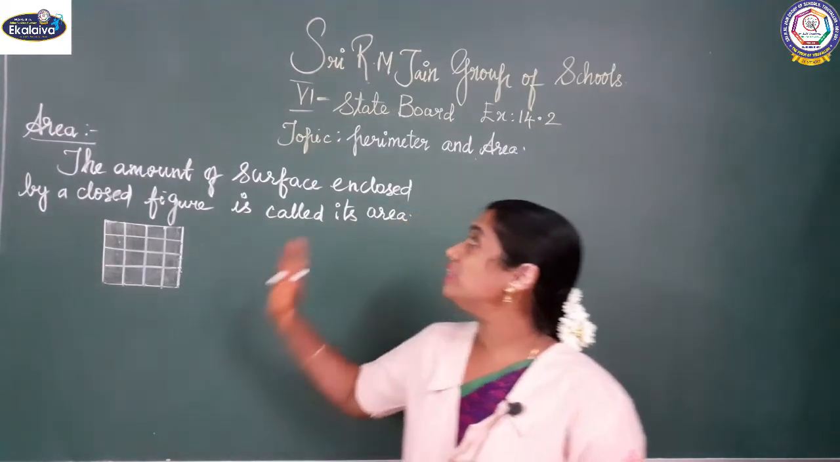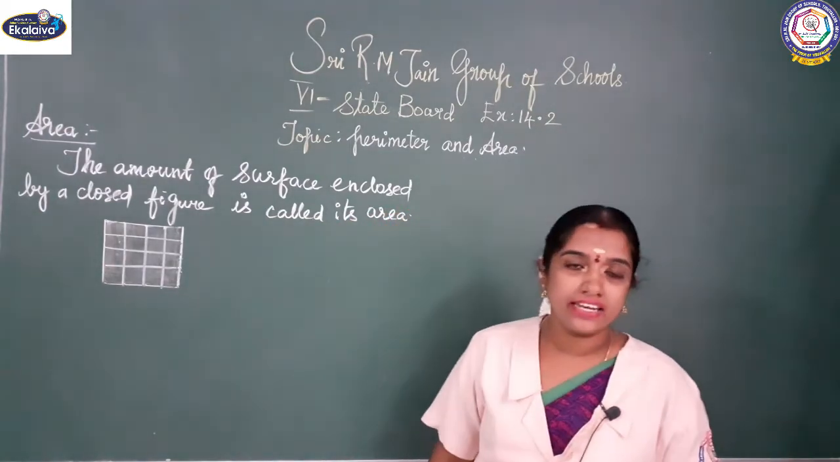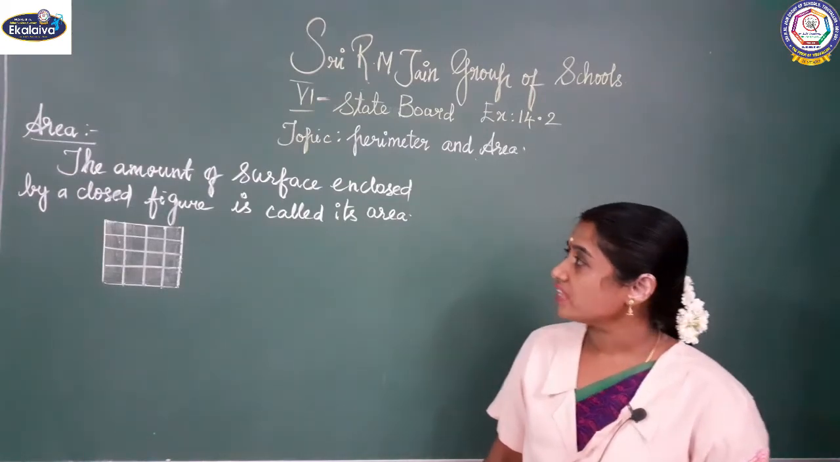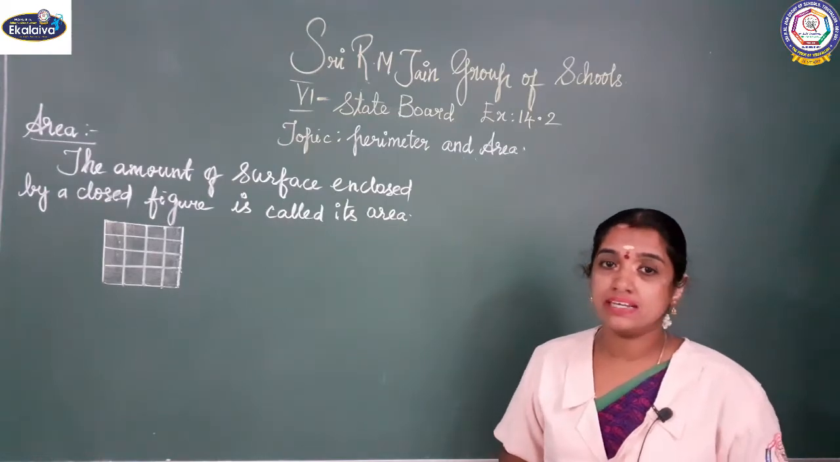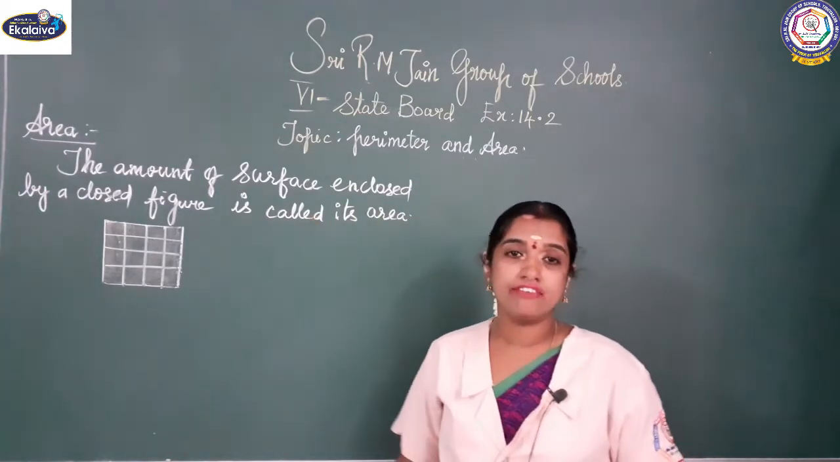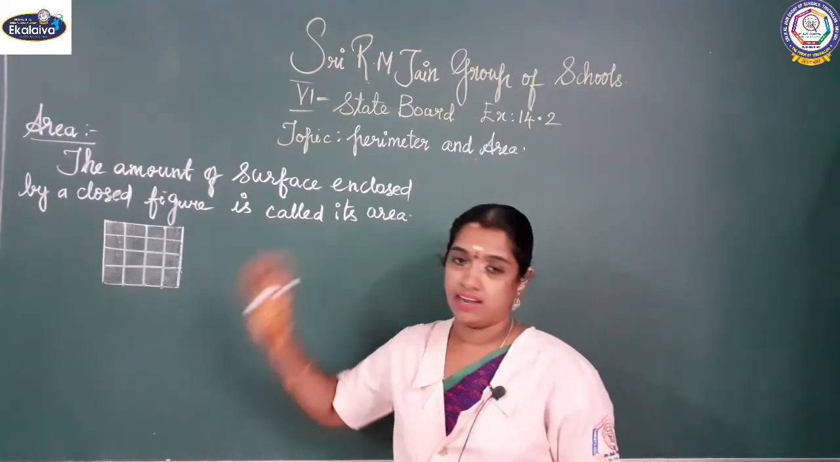Now I am going to discuss perimeter and area for 6th standard. Listen, we completed exercise 14.1 perimeter. Now we are going to discuss 14.2, area.